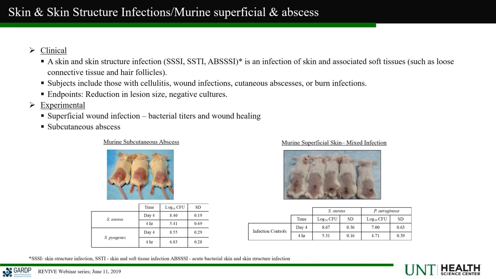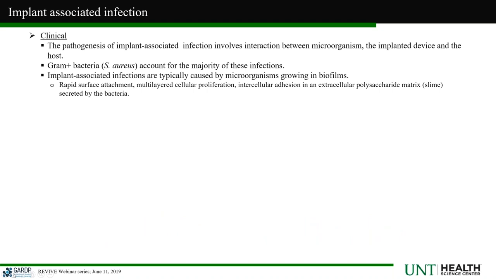And quickly, running out of time, implant-associated infections clinically, this is something like a prosthetic joint infection. This is an infection in implanted hips, knees, pins, plates, anything you're implanting that is foreign to the host is prone to infection. Staph aureus is probably the prevalent pathogen in that. You get this surface attachment followed by biofilm formation and adhesion. There are several different animal models for this.